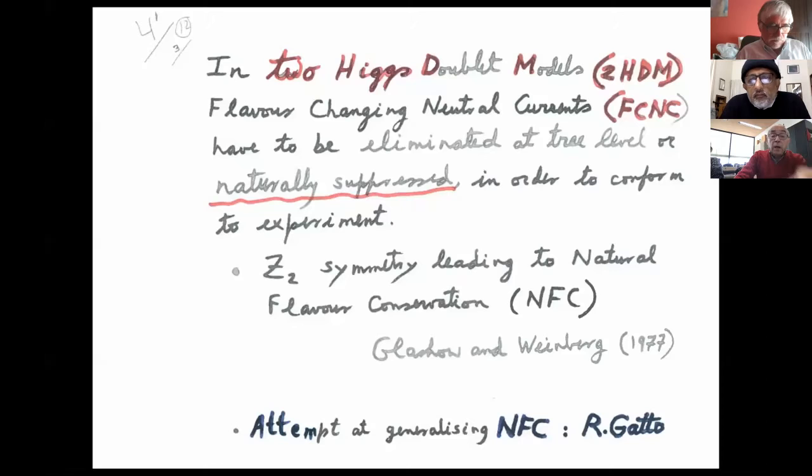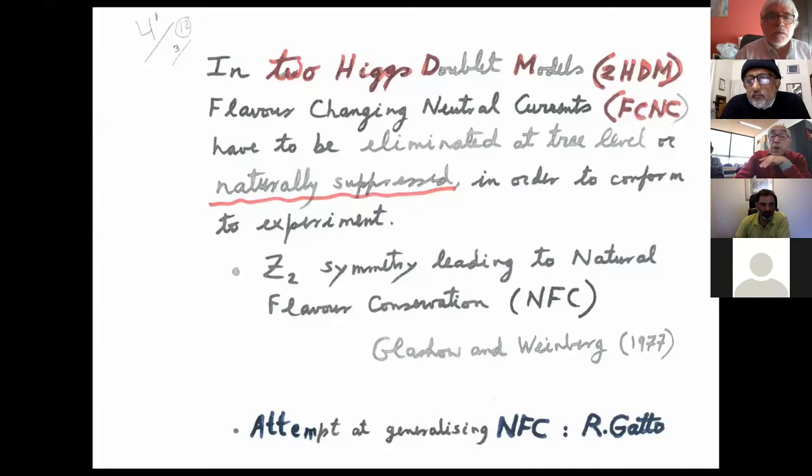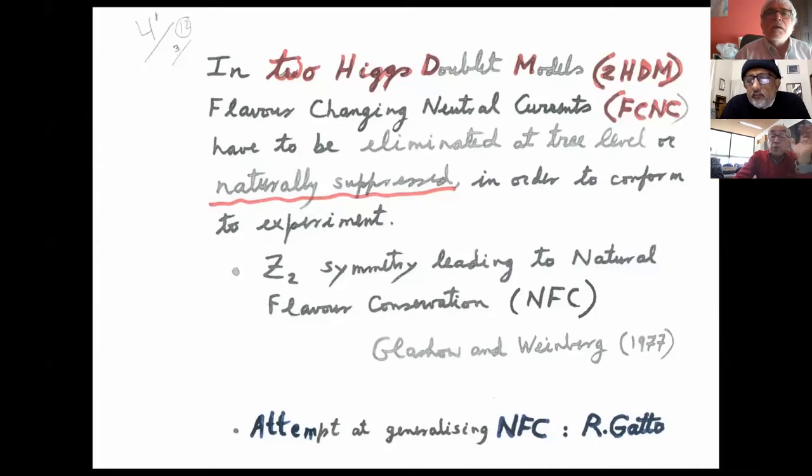I already said this about natural flavor conservation. This was at the time a very important contribution. The Glashow-Weinberg paper is a beautiful paper. I think, as far as I know, it is the last paper that they wrote together. And at the time, there was an attempt at generalizing this principle by Gatto.